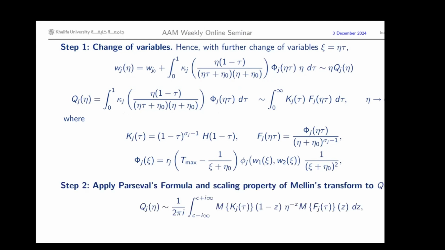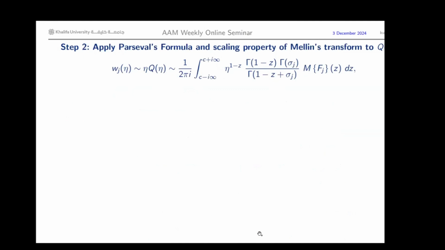Now, the next step is to move to the complex plane by applying the Parseval formulas and the scaling properties of the Mellin transform. So we apply the Mellin transform of the singular kernel, and then this one is our right-hand side. And lucky for us, now we can deal with our weakly singular kernel by simply computing this Mellin transform of the weakly singular kernel, which is this one. It's a bit ugly.